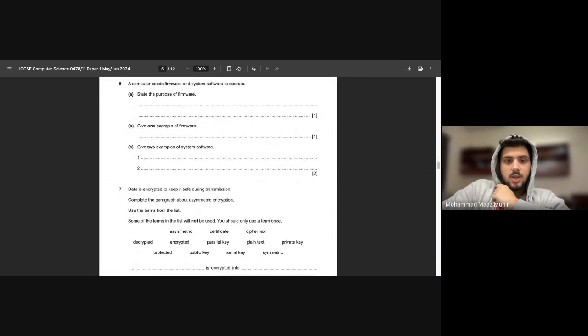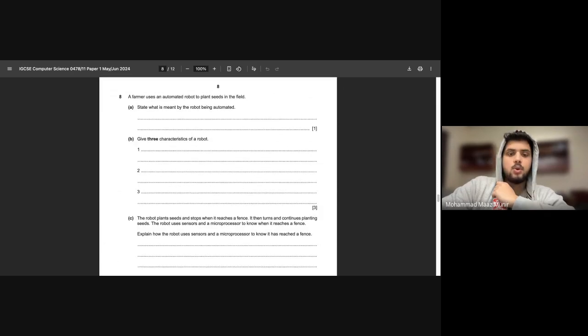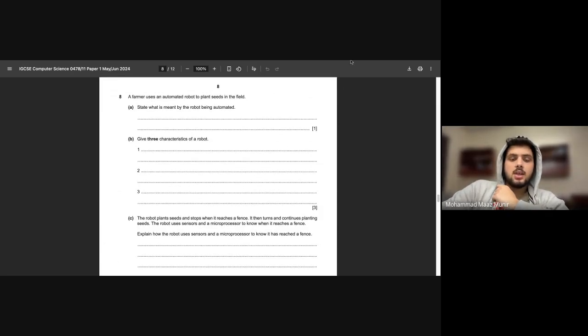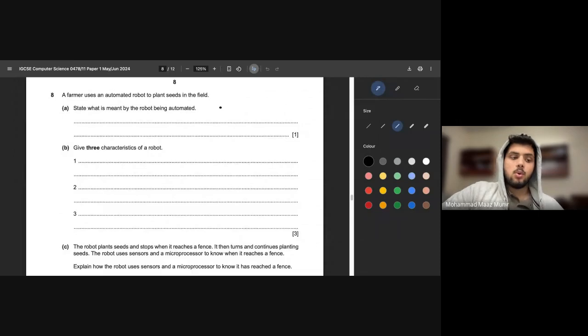So let's see, do we have any other question from chapter number 6? Yep, we do. Question number 8. Again, just like before, we need to talk about robots. What does the word automated mean for a robot? What are the characteristics of a robot and all that stuff? Part 8A says to state what is meant by a robot being automated.